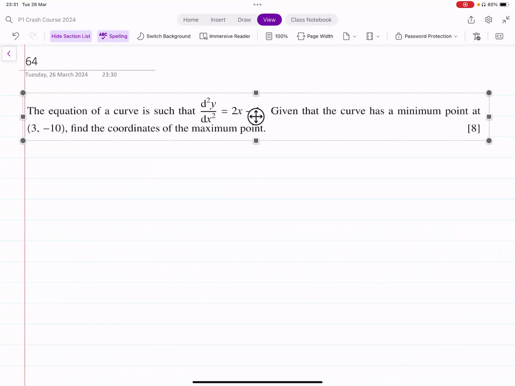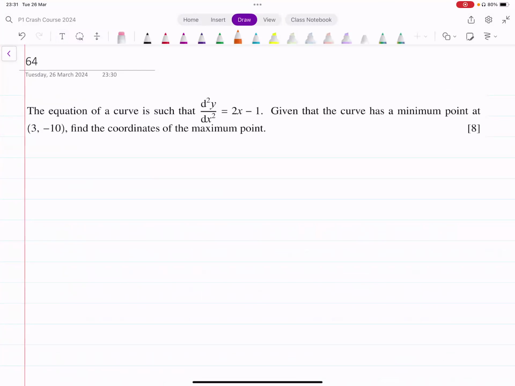It says the equation of a curve is such that d square y over dx square, that means the second derivative, is 2x minus 1. Given that the curve has a minimum point at (3, -10), find the coordinates of the maximum point. So we are given the second derivative of a curve, d square y over dx square, that is 2x minus 1. And we're given a minimum point that's (3, -10). We need to find the coordinates of the maximum point.